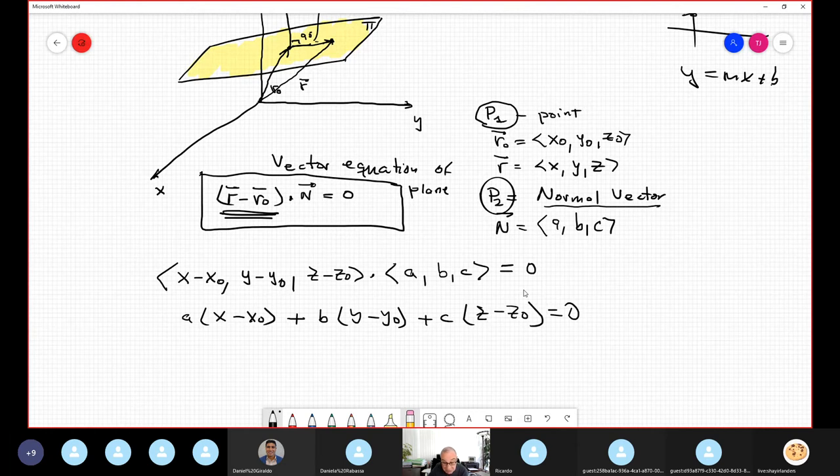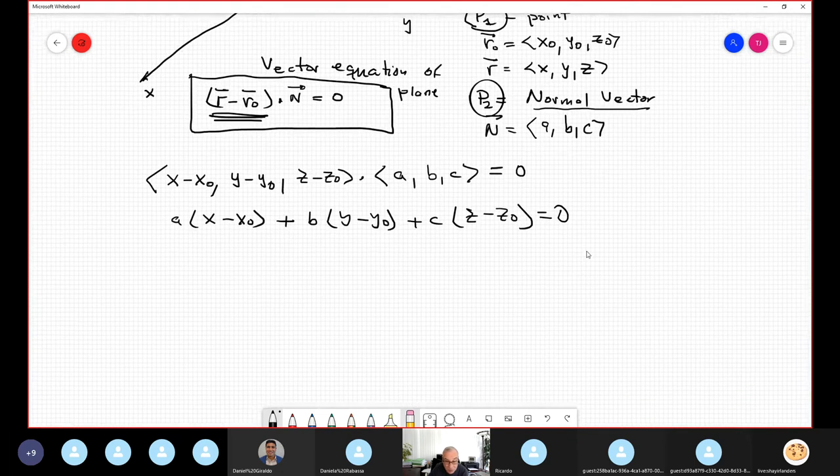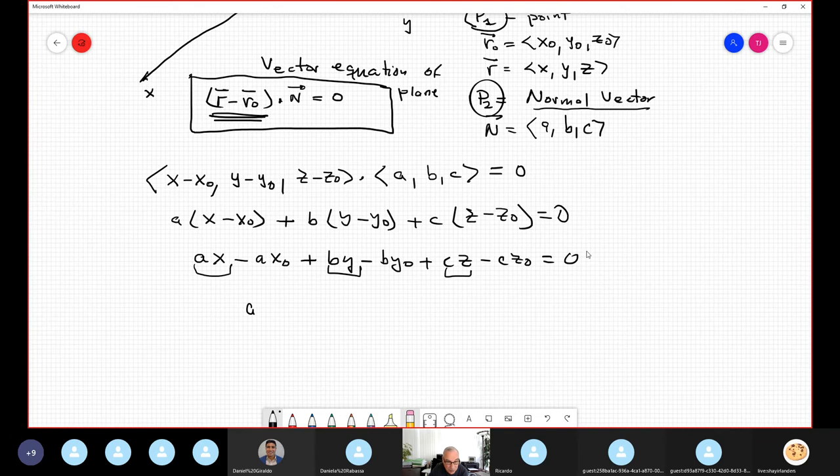And this is one possibility to represent the equation of the plane. Now remove the parentheses: AX minus AX zero plus BY minus BY zero plus CZ minus CZ zero equals zero. Then I organize the variables X, Y, Z in alphabetic order, AX plus BY plus CZ. And on the right hand side, I move this guy and this guy, which gives AX zero plus BY zero plus CZ zero.